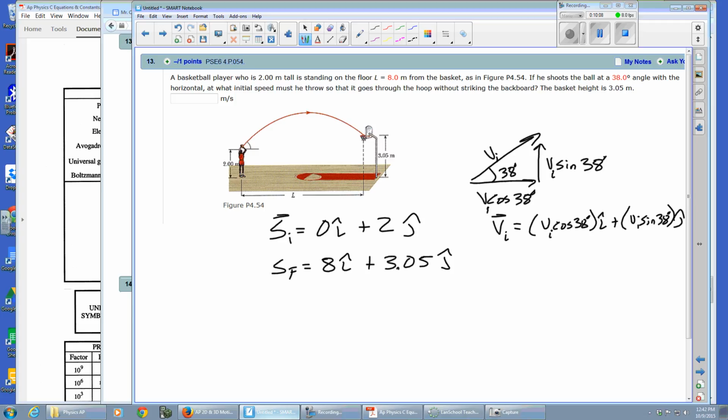And so we can do these separately. We know that our acceleration in all of these is 0i minus 9.8j. That's our acceleration vector in these cases. So my displacement vector is going to be 8i plus 1.05j. That's my displacement vector.